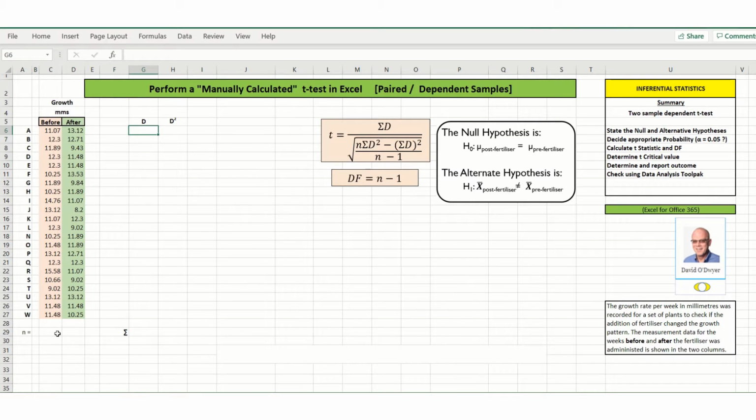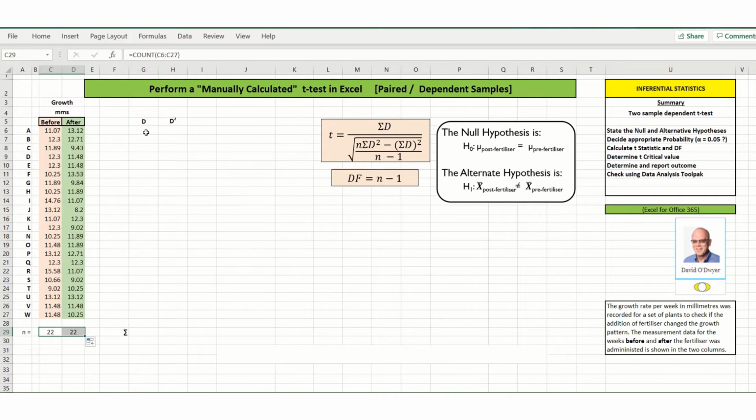The first value we want to calculate is the number in each sample, and we can use the function COUNT for that, equal to COUNT and open bracket. Select the area of the sample, close the bracket, and that gives us 22, and we can pull that value across to give us the same value for the after set of data.